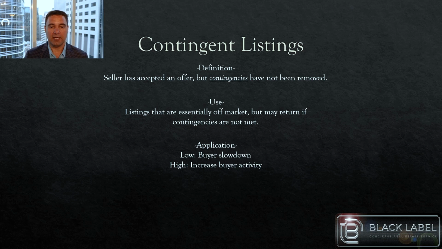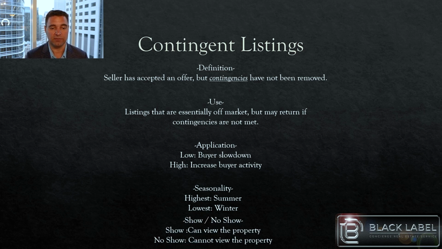The application, if the contingent listings start to go down, then you will notice that the buyers are slowing down. Now, this could be seasonal or it could be a macro trend, and we'll see later. When you see the contingent listings go up, you'll see that there is definitely an increase in buyer activity. So as mentioned, seasonality, this is highest in the summer because that's when people want to move, and it's lowest in the winter, which is when normally people are home for the holidays and don't really want to move.